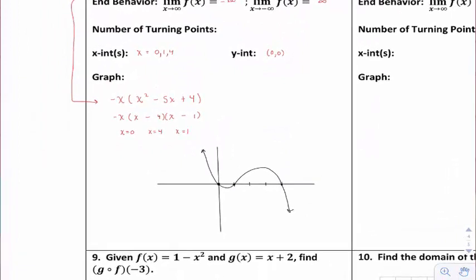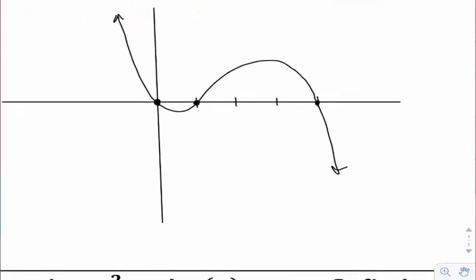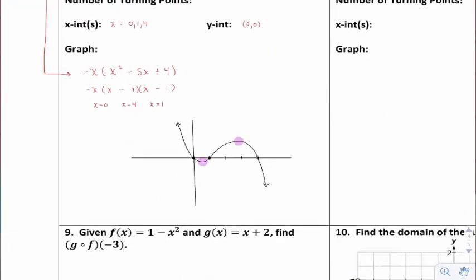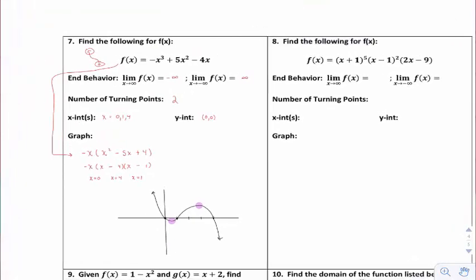So the only other thing I haven't labeled so far is the number of turning points. In this case, we just want to see how many times it changes direction. So we have this point and this point. So it's going to change directions 2 times in this case. So the number of turning points is going to be 2. So that's all we have in that case. Alright, so that is number 7.